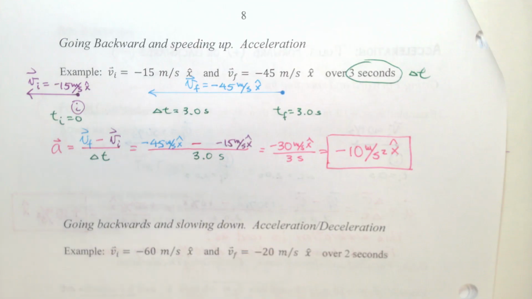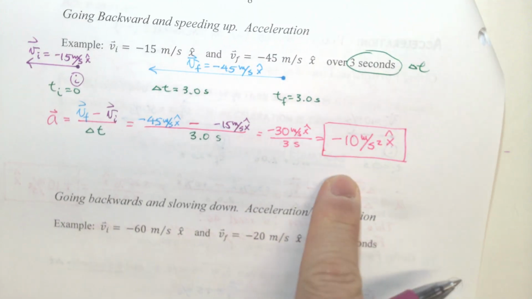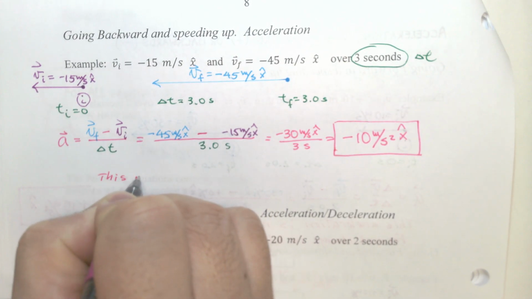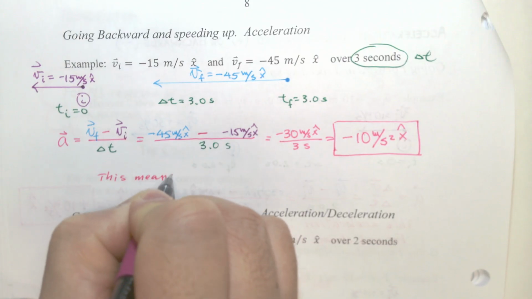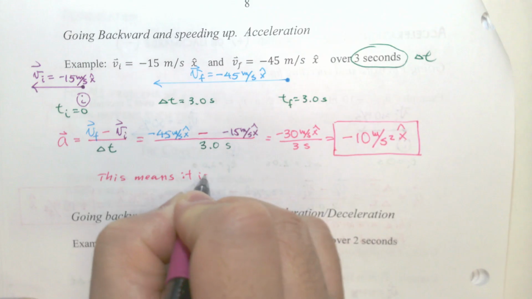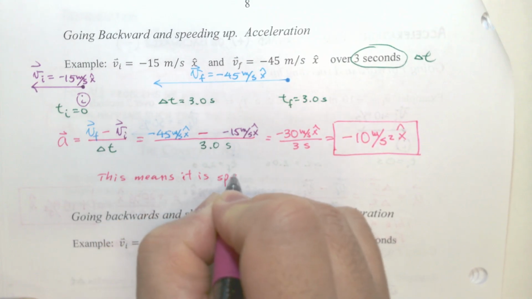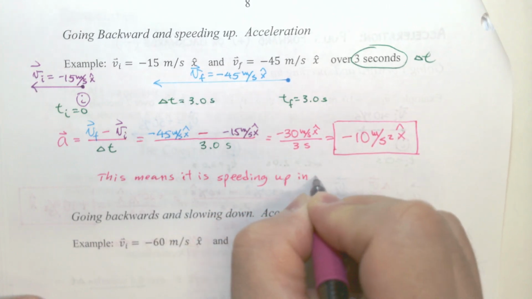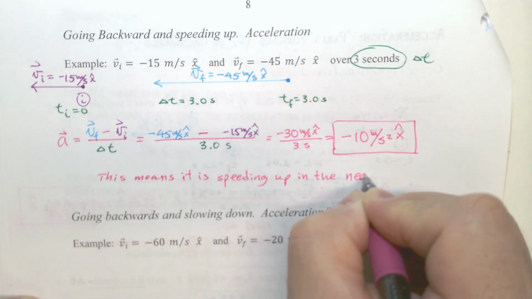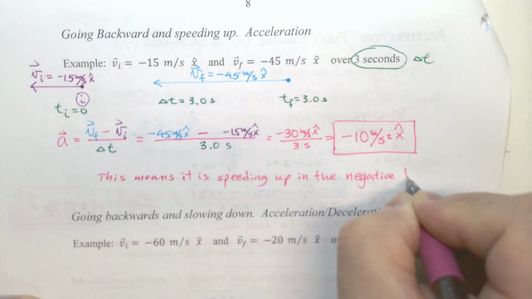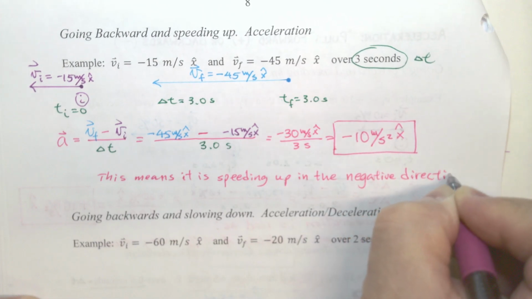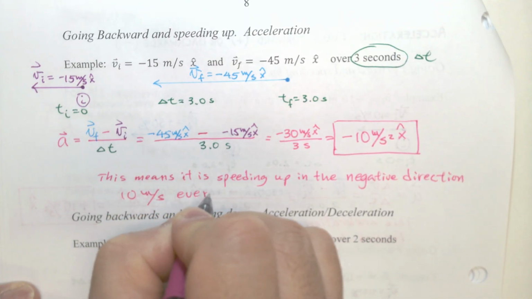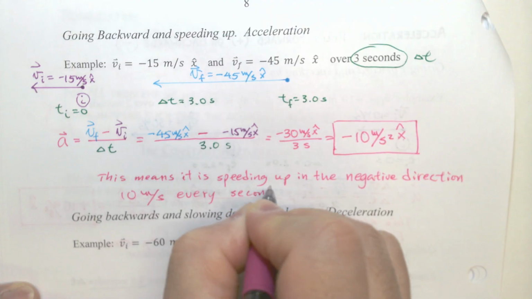This means it is speeding up in the negative direction, negative 10 meters per second every second. Okay?